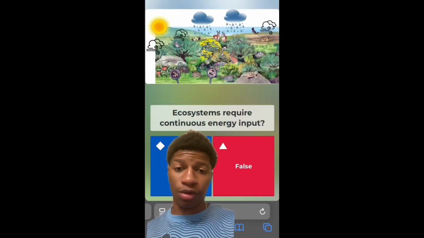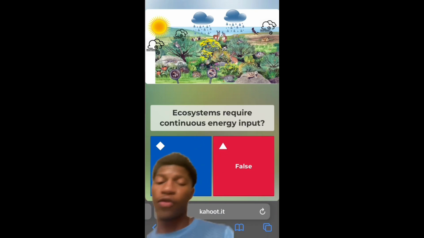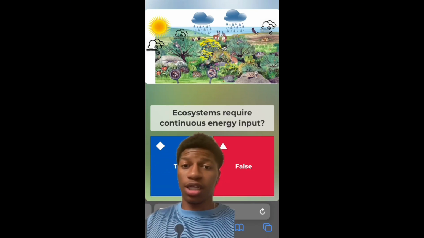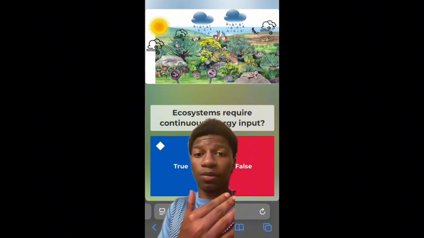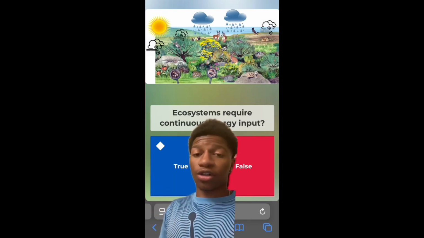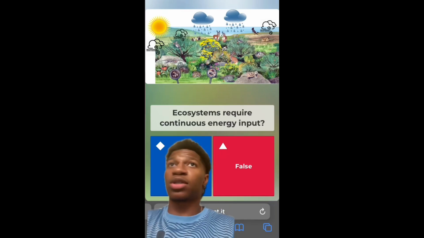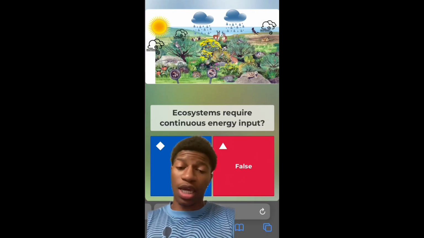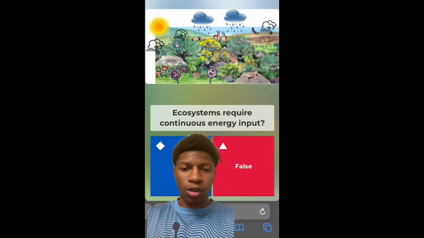The fourth question would be, ecosystems require continuous energy input. Is that true or false? The correct answer here would be true. For example, the sun is giving energy to plants in order for them to blossom. Same with water, giving them energy and food and nutrients to blossom. If you take those two aspects away, then some animals can't get their food and resources that they need, and then those animals can't eat. The animals that eat those animals can't get their resources either, and it's just a continuous cycle.